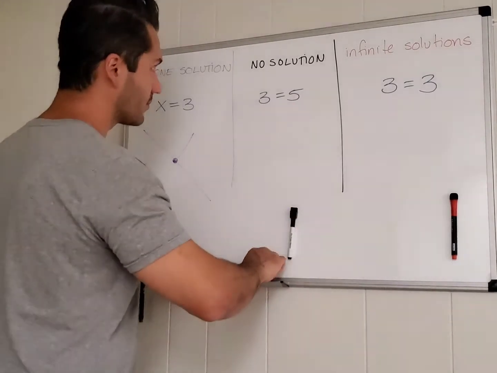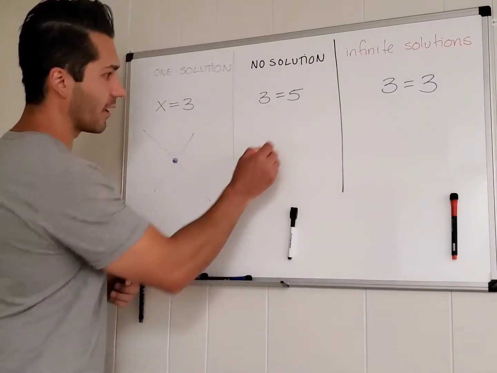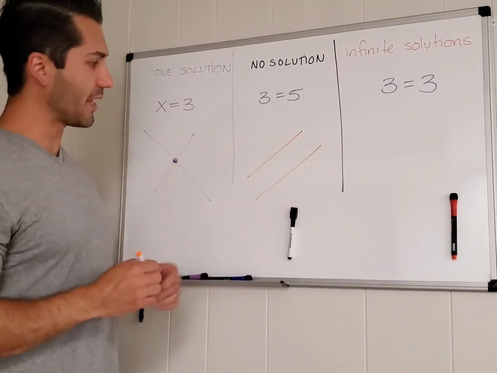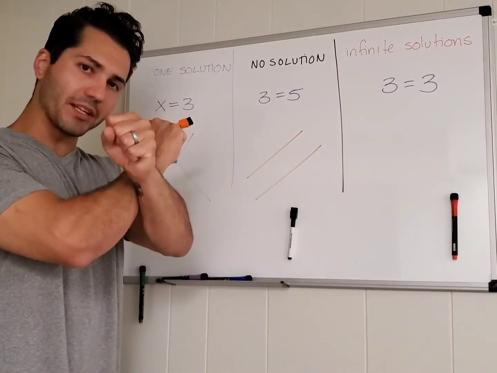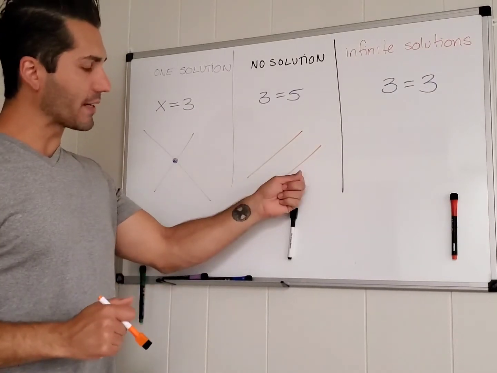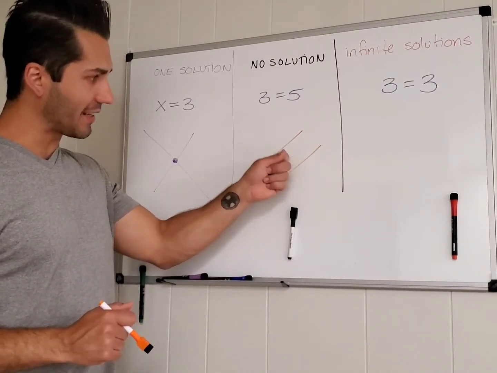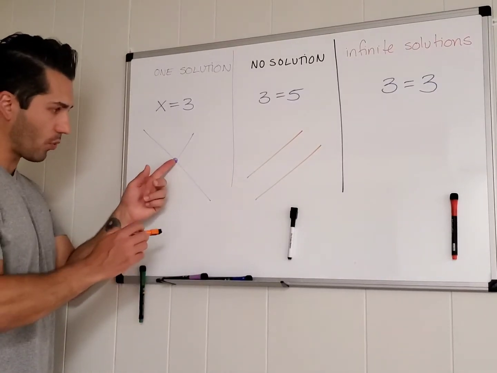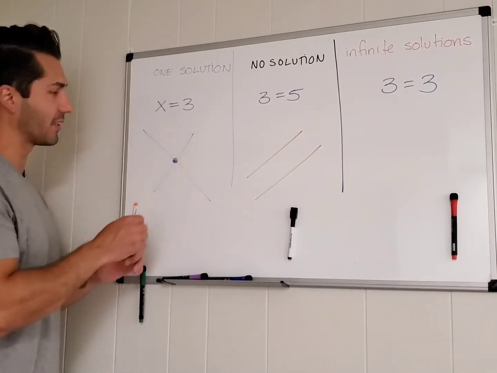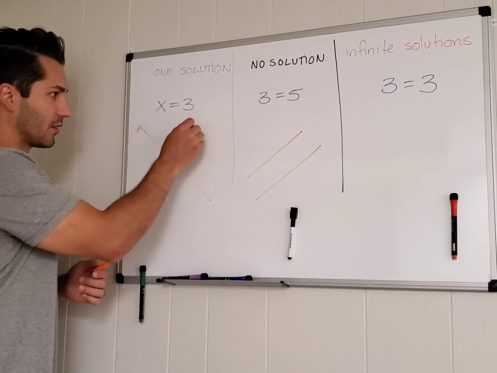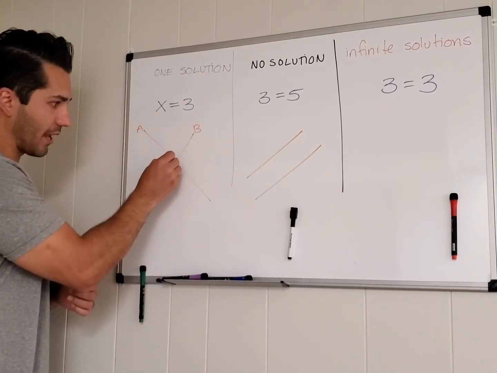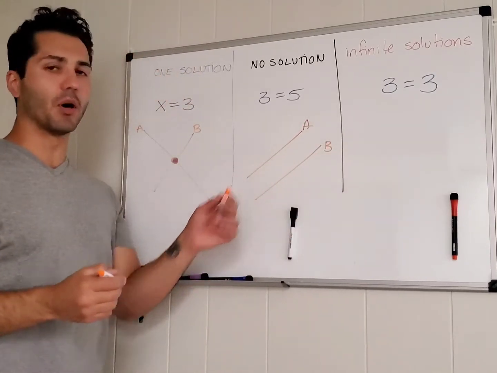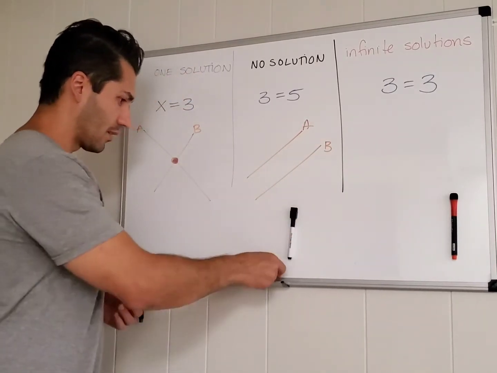No solution. The lines are parallel. There are no points of intersection. They will never have a point where they touch. There is no point that you can find that would be on this line and this line. Here, there's that one point. This one point is on both this line and that line. If we call them A and B, this is the only point that's on A and B. Here, there's no such point that can be on both A and B.